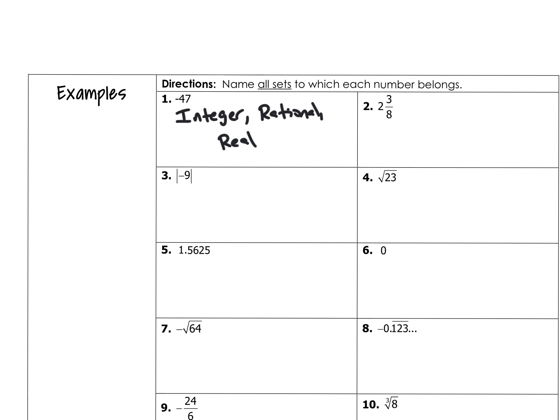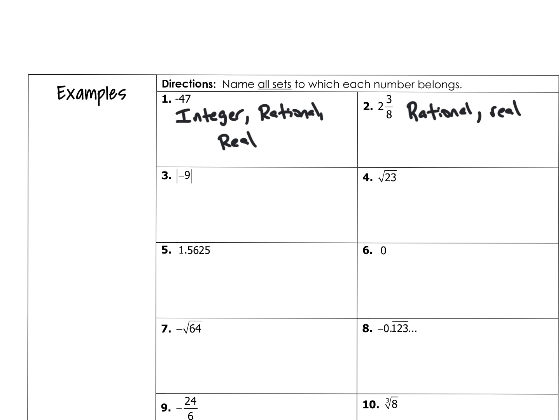So that would be all sets to which the number negative 47 belongs. Right. Now if we go to 2 3/8, since this is a fraction, it is no longer an integer. So its most specific classification would be a rational number, and then also a real number.